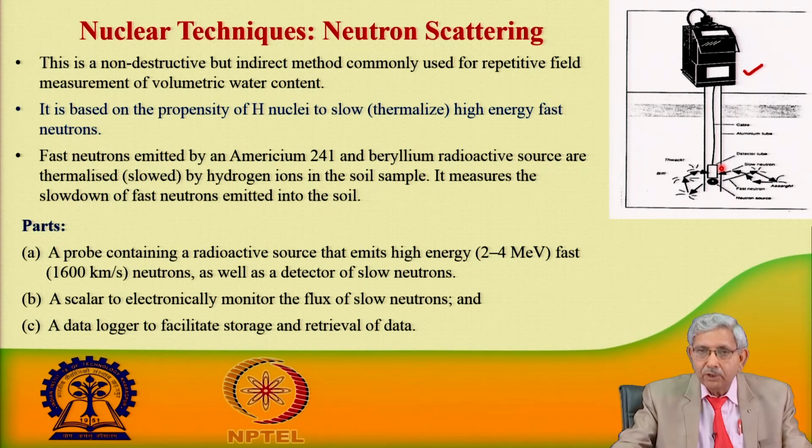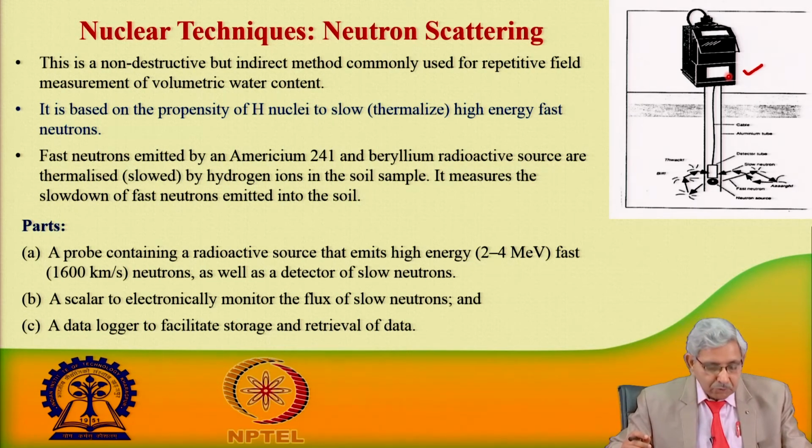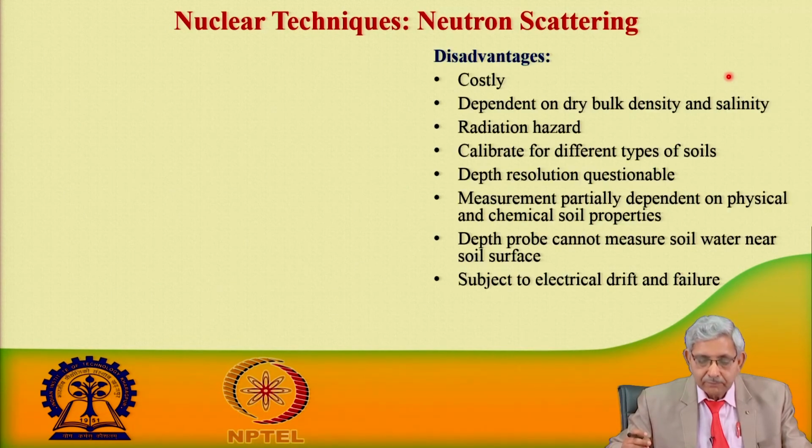This thermalization practically depends on the amount of water molecules available in the soil. There is a linear relationship between the amount of moisture content and the number of counts. So this is calibrated, and moisture content is calibrated with the number of fast moving neutrons against slowed down neutrons, and a linear relationship is obtained.